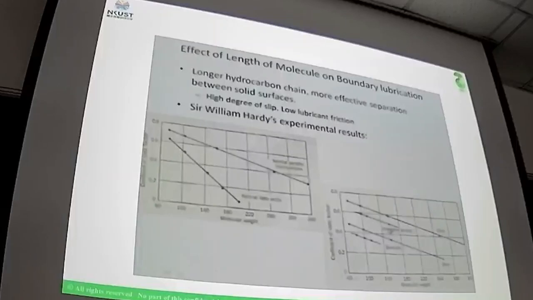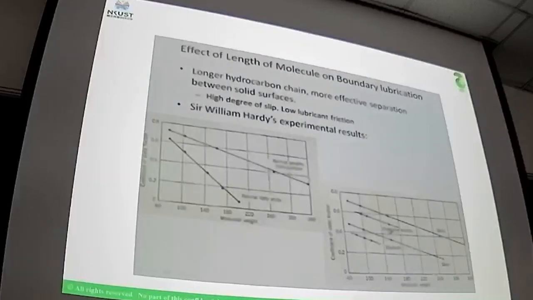So what are the effects of the molecule length on boundary lubrication? The longer the hydrocarbon chain, the more effective the separation between solid surfaces. So it can provide a high degree of slip and low lubricant friction.